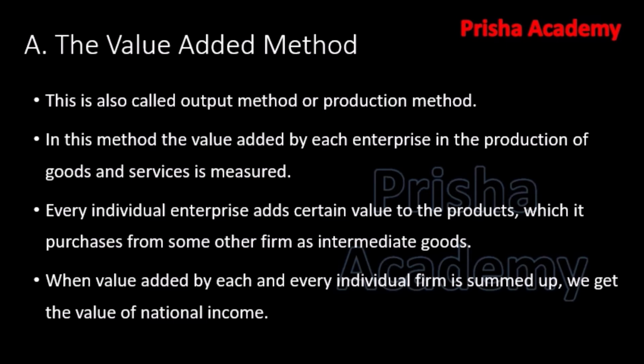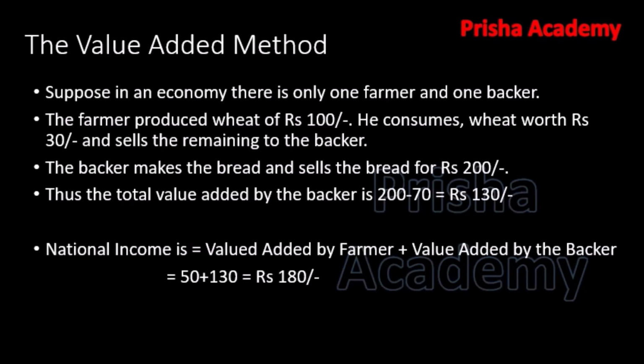In this method, the value added by each enterprise in the production of goods and services is measured. Every individual enterprise adds certain value to the products which it purchases from some other firm as intermediary goods. When the value added by each and every individual firm is summed up, we get the value of national income. We'll see it with an example.